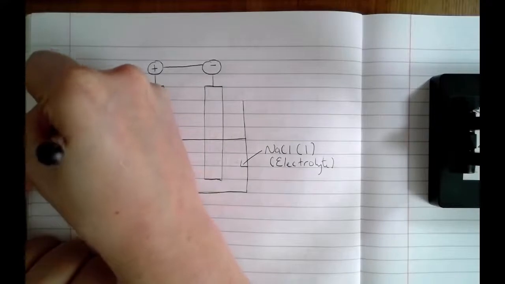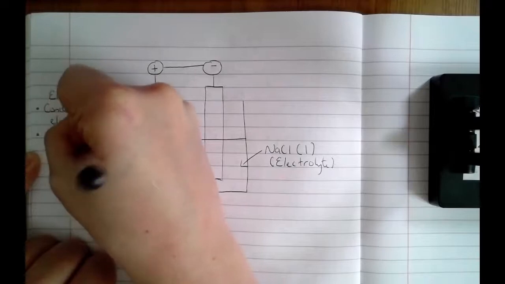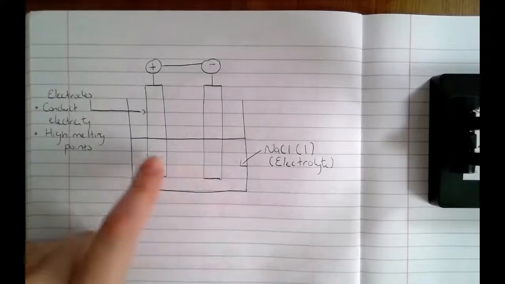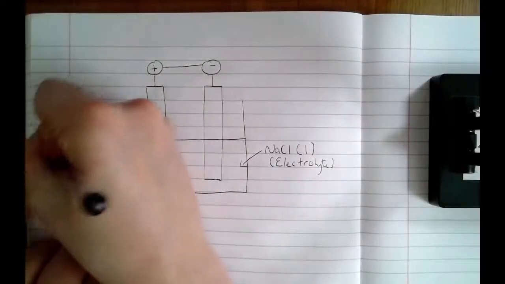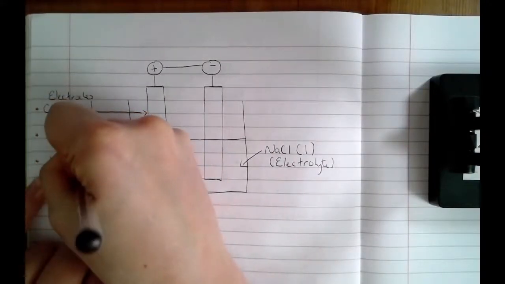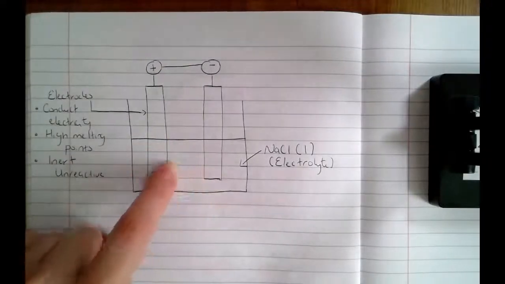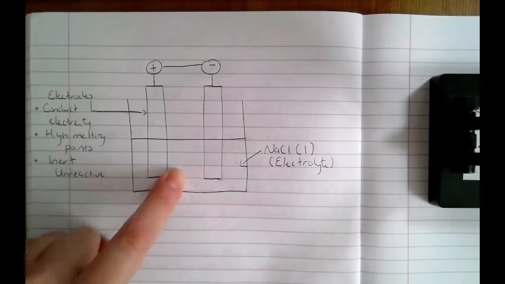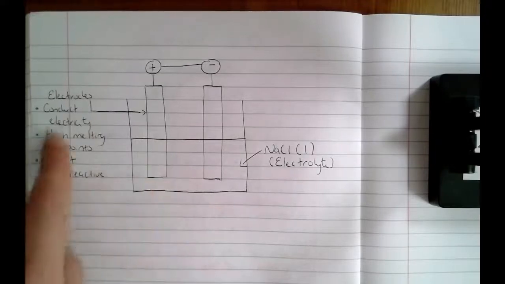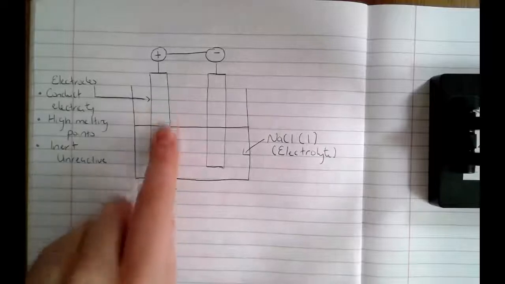They must also have high melting points. You want your electrodes to be solids, and you want them to stay solids even during the experiment when things get a bit hotter. So they need to have high melting points. And the other criteria is they must be inert. Inert just means unreactive. The reason they must be unreactive is you're placing them into an ionic compound that has metal and non-metal ions in there, and you don't want your ionic compound to be reacting with your electrode. So these are the three criteria that a substance must meet in order to be suitable as an electrode.